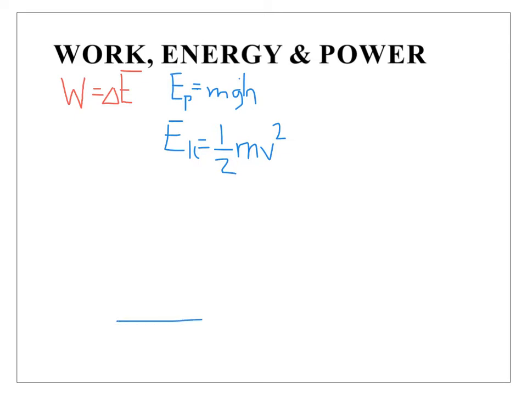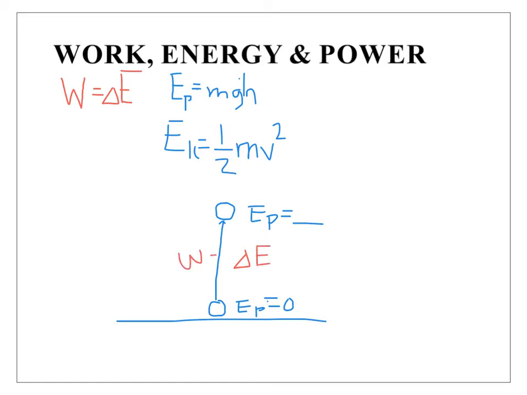If we think about a ball on this earth, so here's a ball. If I were to take this ball and then lift it up and then hold it here, now it has potential energy. Here, the potential energy was 0, and at the top, now it has a certain amount of potential energy. To change that energy, I had to do work.